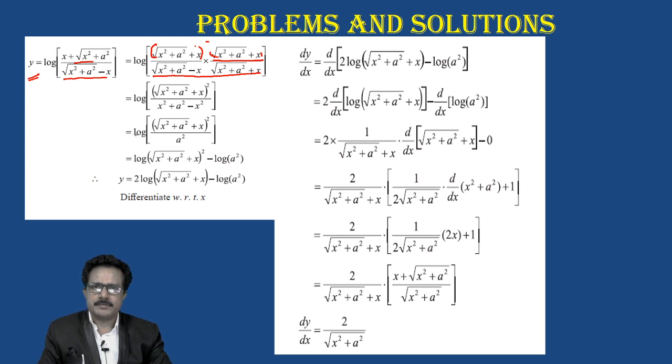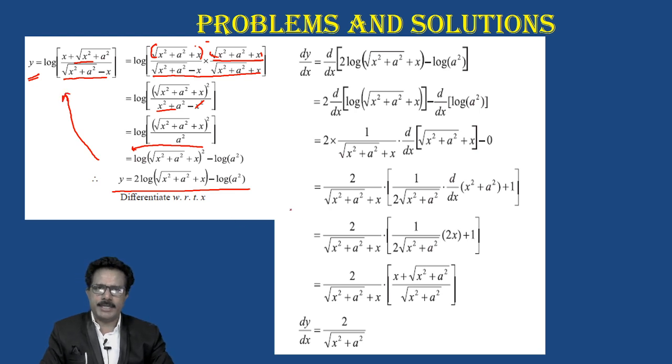If there is a division in a log, then we can convert this into a subtraction: log of m by n is log of m minus log of n. In the denominator, a minus b, a plus b means a square minus b square: the roots cancel, b square means x square, this x square gets cancelled, and a square remains in the denominator. Again, the index can be taken in product form using a logarithm formula, therefore y equals 2 log of (root x square plus a square plus x) minus log of a square. This is the complete simplification of the given problem.